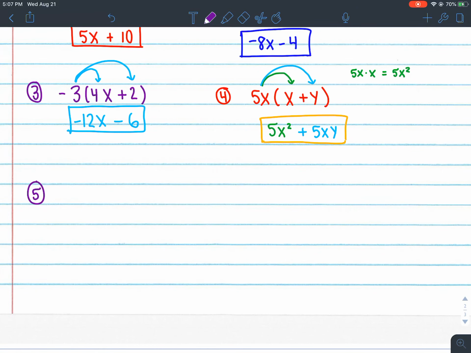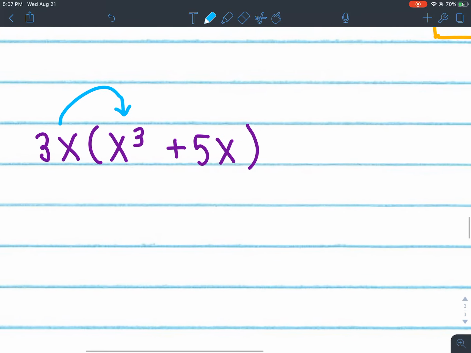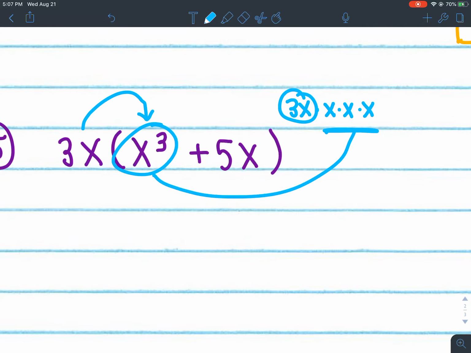Number 5. We're doing 3x times x cubed plus 5x. Okay, well, same thing as we were doing earlier, right? 3x times x cubed, because there's 2 terms, I'm going to multiply this twice. So 3x times x cubed. Well, what does that mean? Well, 3x, and then x cubed is x times itself 3 times. So then I have times x times x times x.